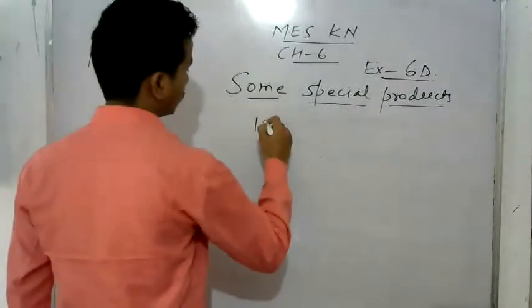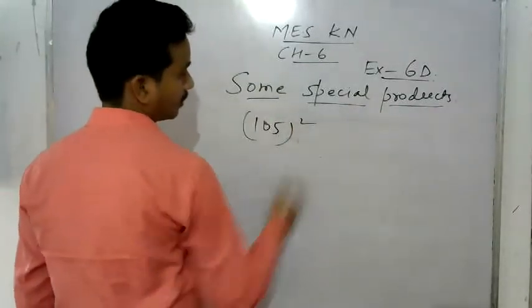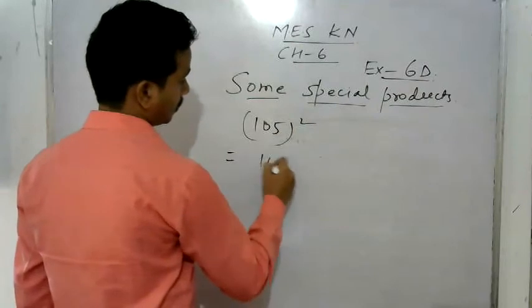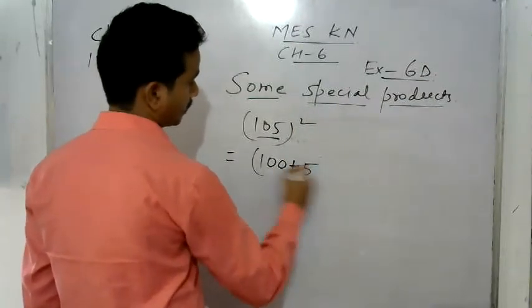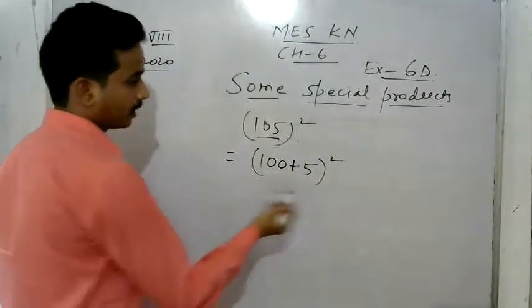Suppose you have to find 105 whole square. How will you find it? You can write 105 as 100 plus 5, so 100 plus 5 whole square, and then apply the formula (a plus b) whole square.